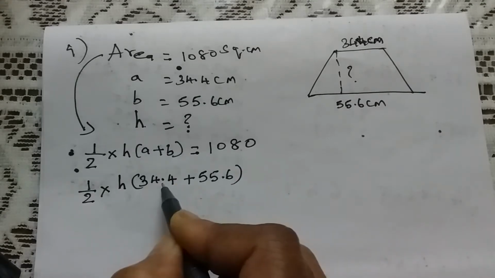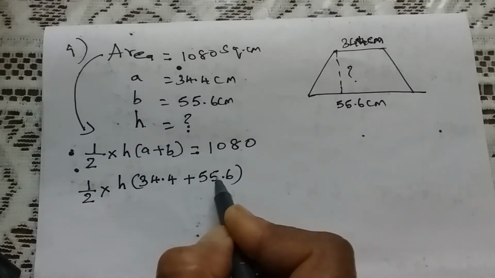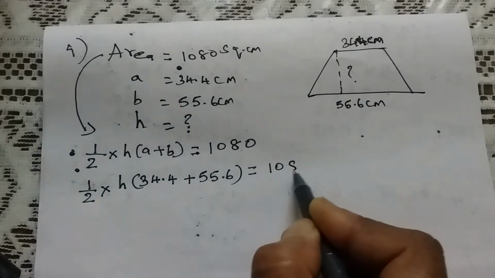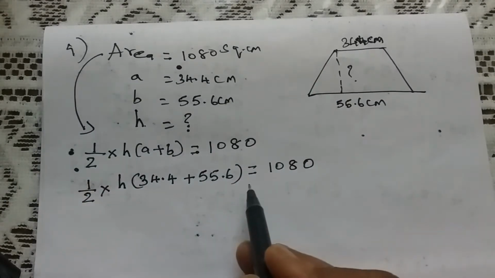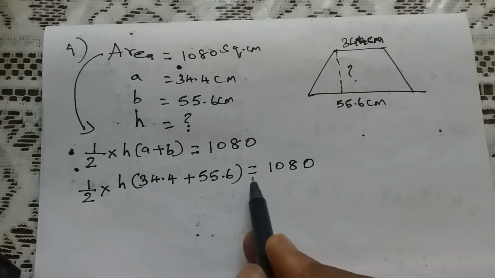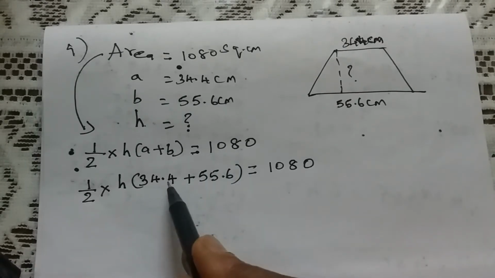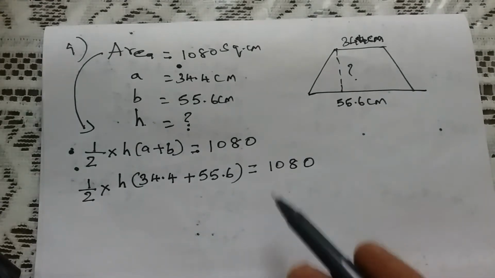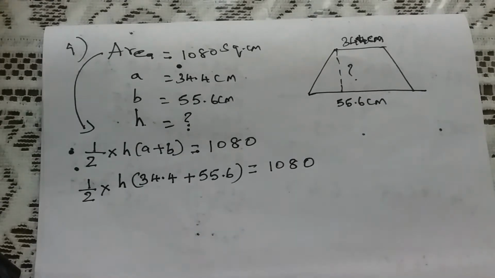A is 34.4, B is 55.6, and what do you have now? Equal to, and the right hand side 1080 as it is. I hope you know the left hand side and right hand side. When you have an equal to sign, the left of the equal to sign is the left hand side, and the right side of the equal to sign is called the right hand side.